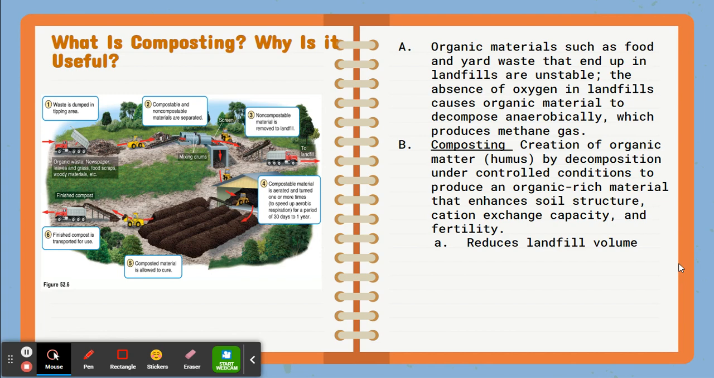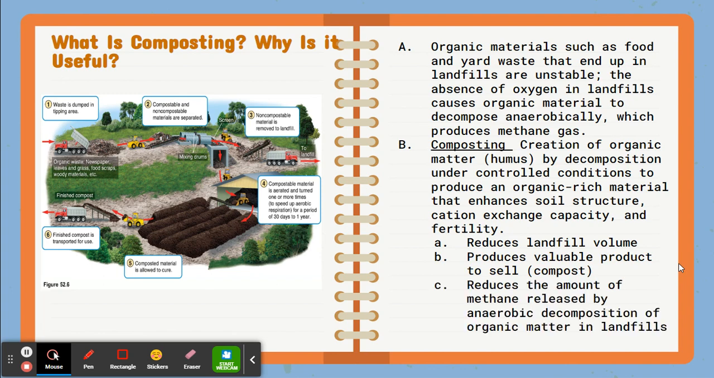So what can compost do? It can reduce landfill volume, since we know a lot of what ends up in the landfill is organic in nature. It produces a valuable product. You can wind up selling that compost. And it reduces the amount of methane released by landfills. Remember, we said landfills lack a lot of oxygen, so they're doing anaerobic decomposition, which produces a lot of methane, and the decomposition is very slow. So composting at home can wind up reducing the chances of that being produced.